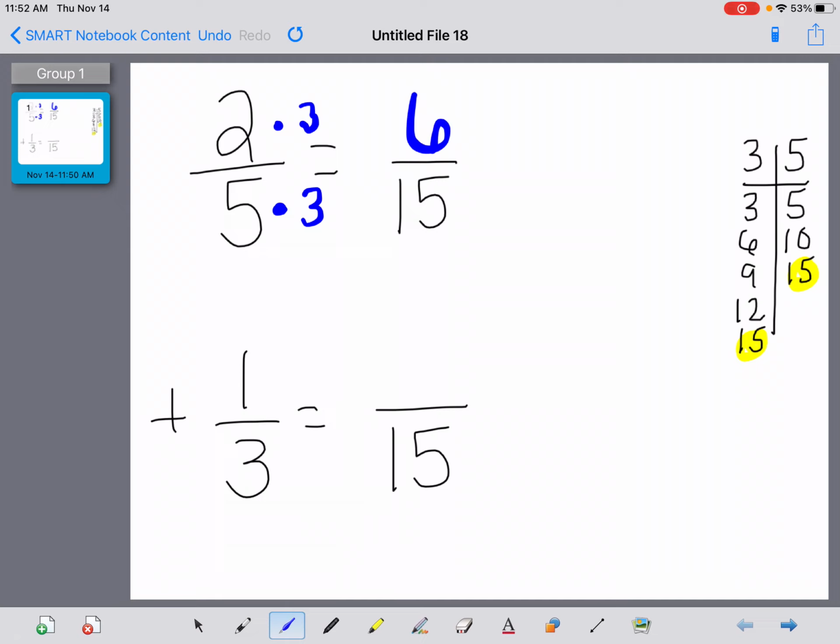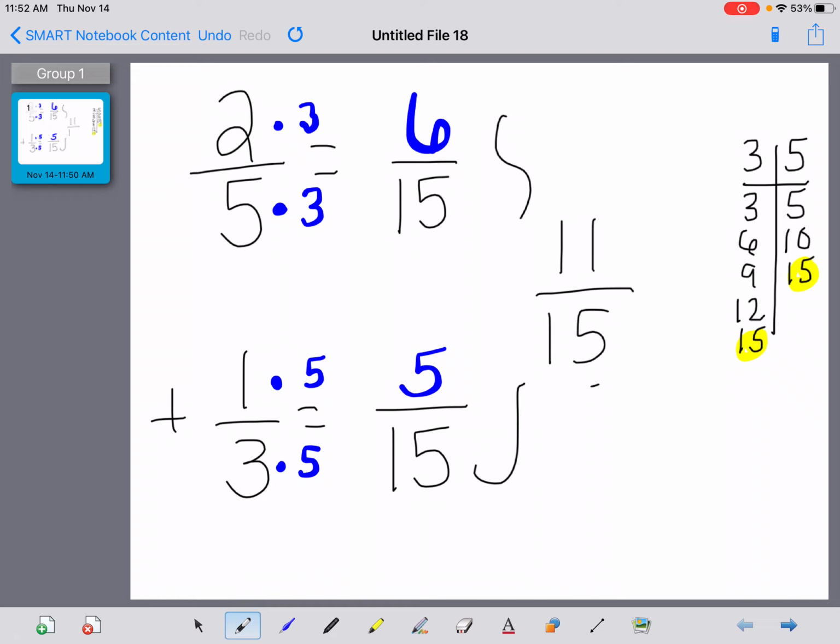Now I'm going to look here. 3 times 5 is 15. Since I know I have to multiply this by 5/5, 1 times 5 is 5. Now that I've renamed my fractions, I am ready to add these together. 6 plus 5 is 11 over 15. That fraction is a regular fraction. It doesn't need renamed, and I am ready to move on to the next problem.